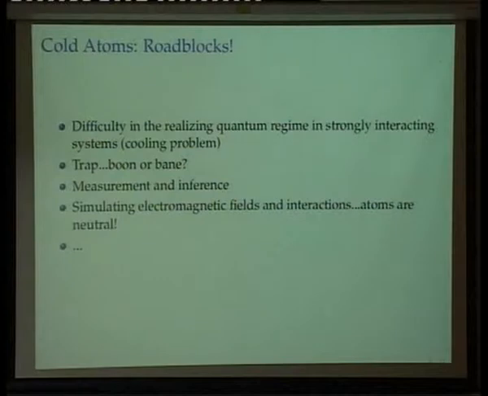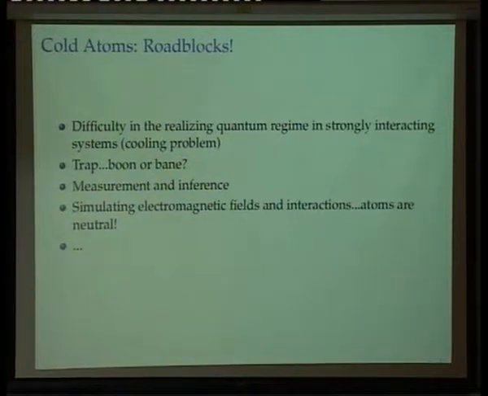Then there's, of course, the problem of the trap. It's not clear that this is a good thing or a bad thing. It can be used to get some information out, but it can also spoil things. Then there's the question of measurement and inference. Suppose you create a Majorana fermion. How do you know that you have created a Majorana fermion, for example, in cold atoms?